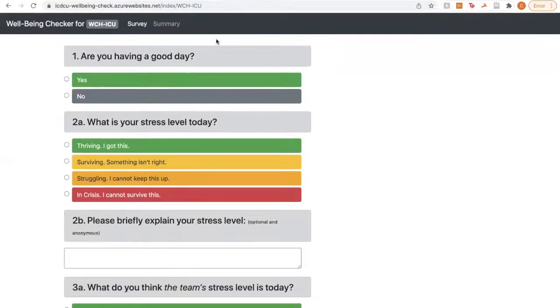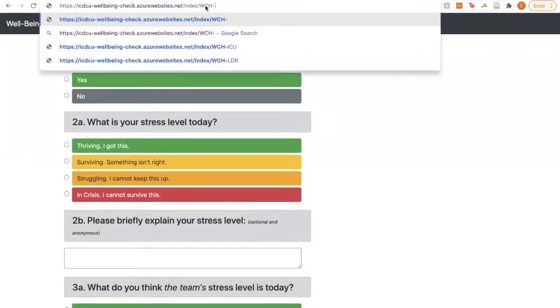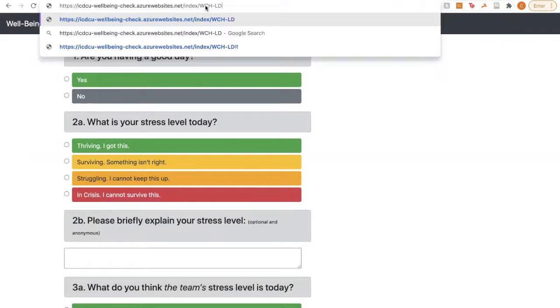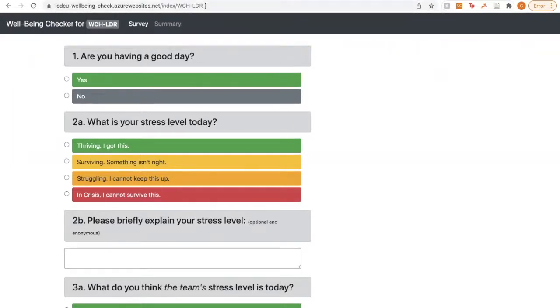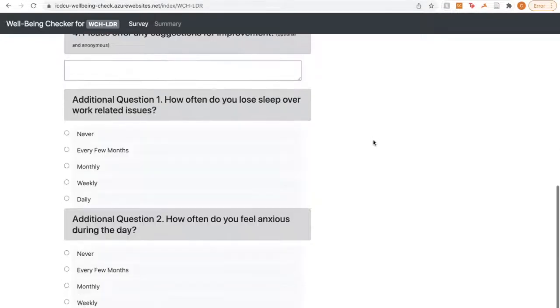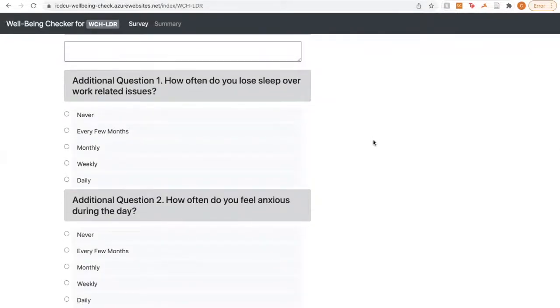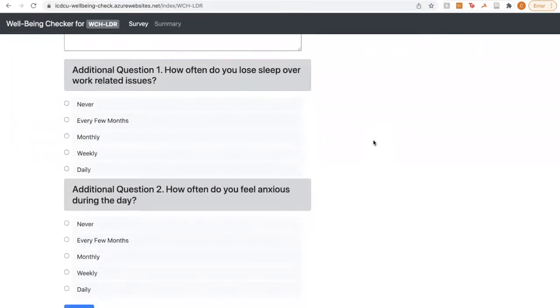The last iteration of the wellness check survey is Westchester Hospital leadership team, so LDR. And this survey is for the leadership team. In addition to questions 1 through 4, please indicate how often you lose sleep over work-related issues and how often you feel anxious during the day.